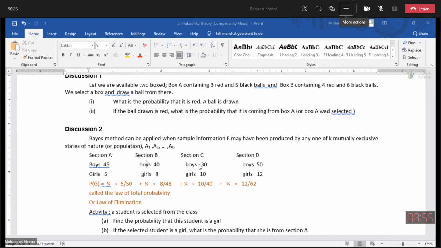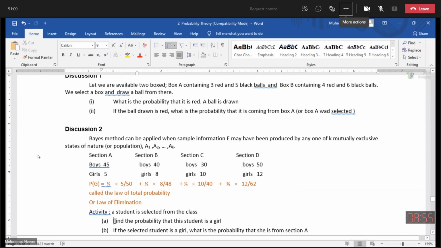In this part, we have 4 sections. What is the activity here? That a student is selected from the class. This is the activity. What is required? We need to find out the probability that the selected student is a girl. In section A, we have 45 boys, 5 girls. Section B, 40 boys, 8 girls. Section C, 30 boys, 10 girls. Section D, 50 boys, 12 girls.